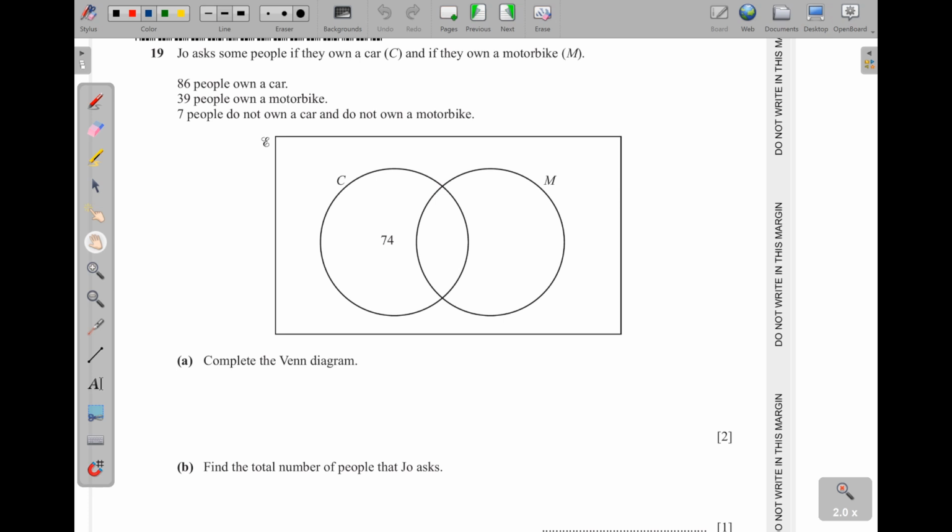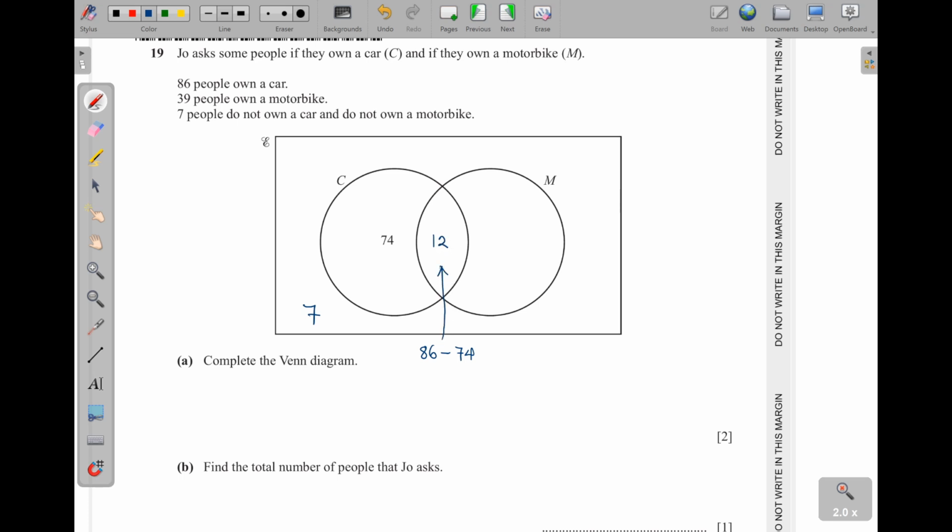Question 19, Joe asks some people if they own a car and if they own a motorbike. 86 people own a car, 39 people own a motorbike, 7 people do not own a car and do not own a motorbike. That means I can put the 7 outside here right away. Now, since 86 people own a car, that is for this whole set for C. Okay, so I will therefore get 86, then subtract 74, and that one will give us a 12. So I'll put here a 12.